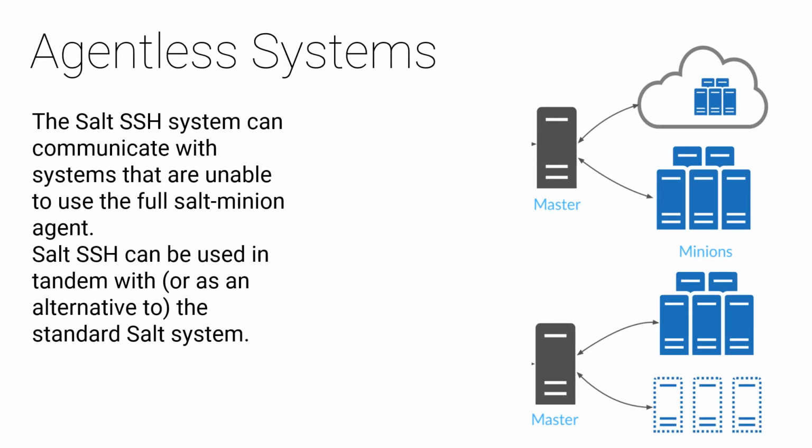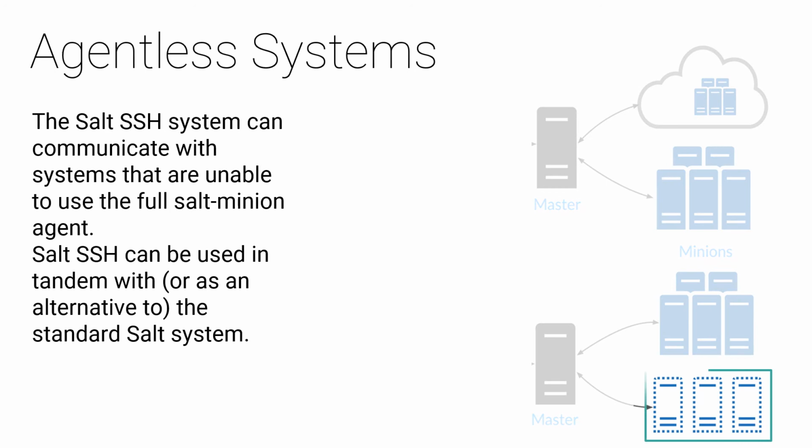The Salt SSH system was added to Salt as an alternative means to communicate with systems that are unable to use the full Salt Minion agent, a precursor to proxy minions. Salt SSH can be used in tandem with or as an alternative to the standard Salt system. SSH just needs to be running with port 22 open on the agentless system. We introduced this capability of Salt so you can appreciate the full capability that Salt has to offer, but we don't use it in this workshop.